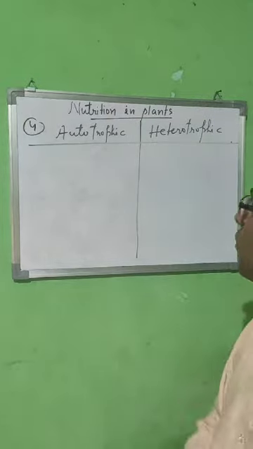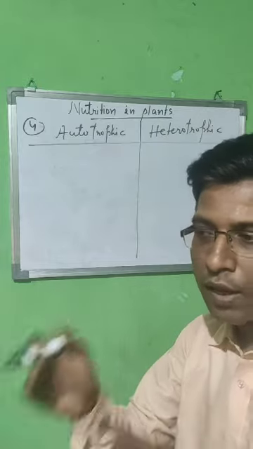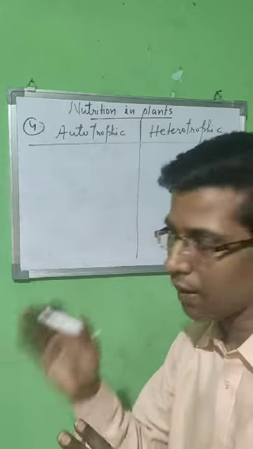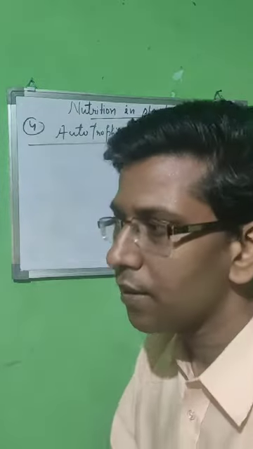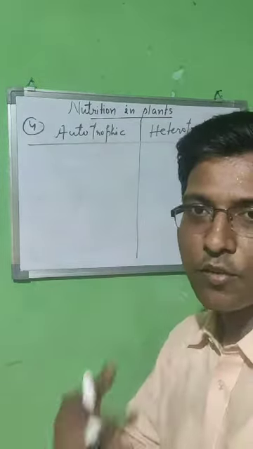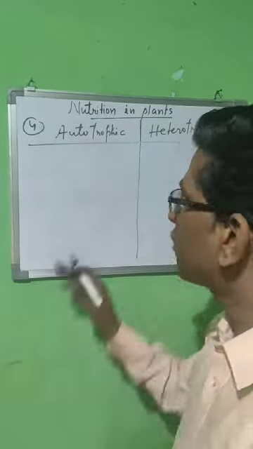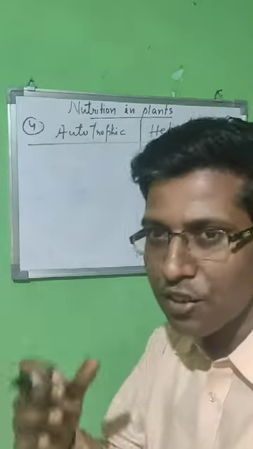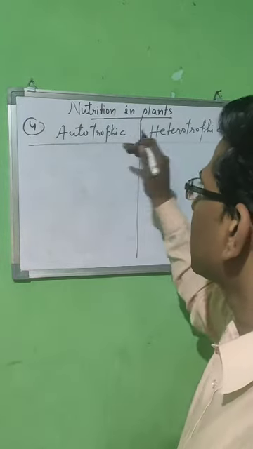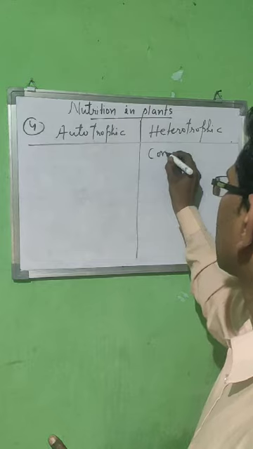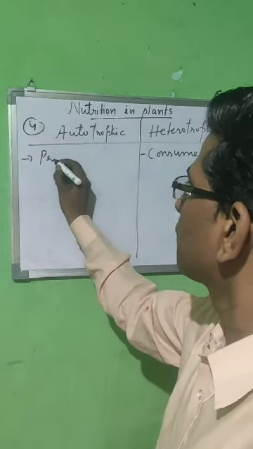But what about heterotrophic? Heterotrophic mode of nutrition means what? That is the dependence mode. They depend on others. They do not have the capacity to make their own food, and that is the reason they depend on plants. They depend on producers, and they are not able to produce food. That's why they only have the capacity to consume the food produced by autotrophs. That's why they are also called consumers. They are producers.